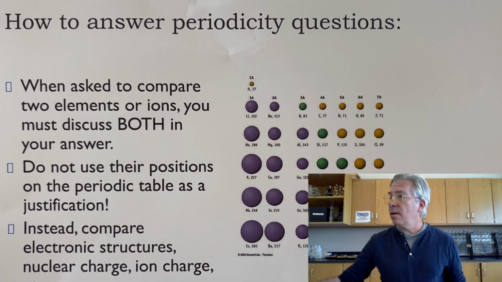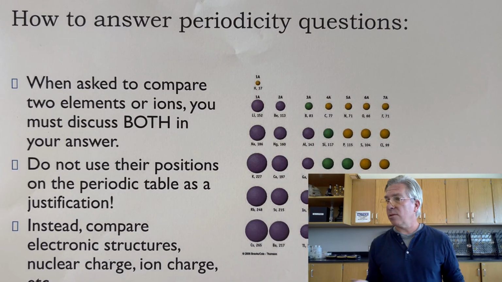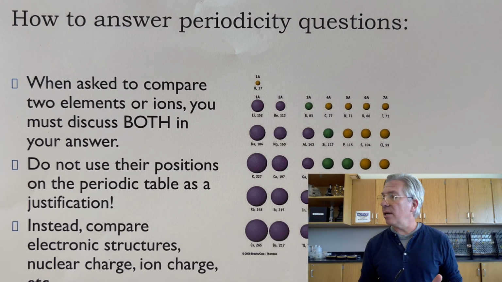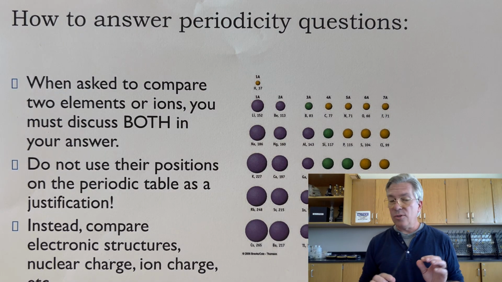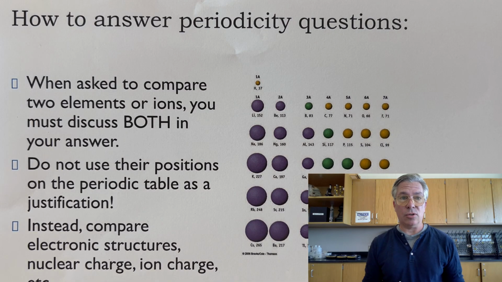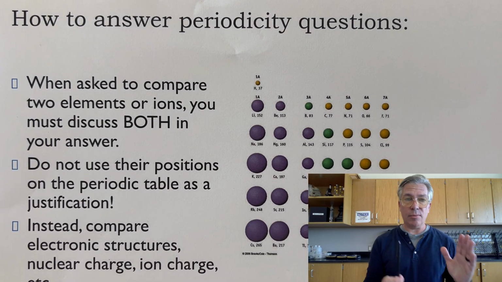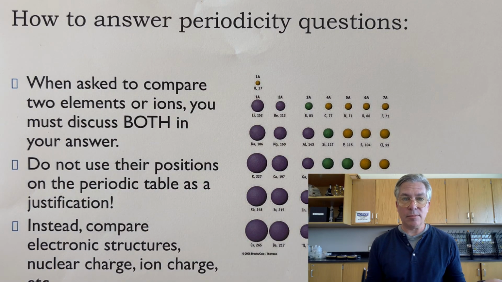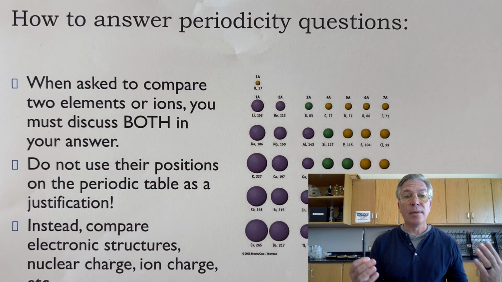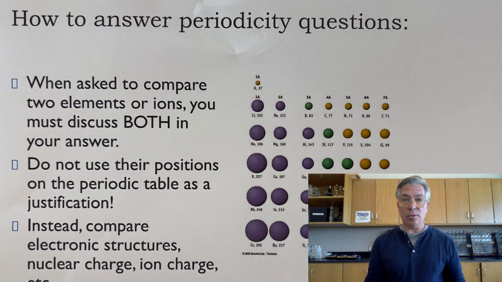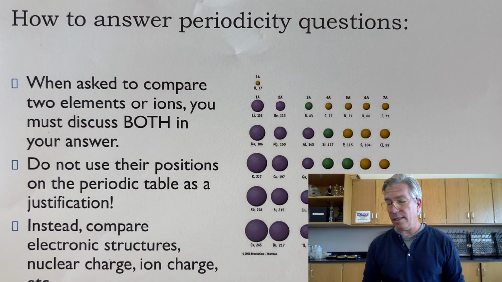First, when you're asked a free response question like this, when you're asked to compare two elements or ions, you must discuss both in your answer. So don't just say with respect to one, like potassium is bigger because it has blah, blah, blah. You want to make sure you mention both of the atoms or ions in them.